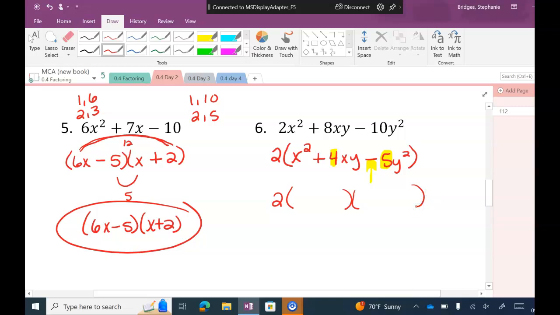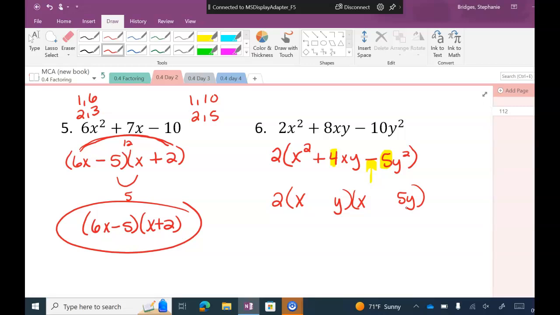Set up your parentheses. We break up x squared, just x and x like we did before. But in this problem, the 5 has a what with it? A negative, but also a y squared. So when I do my factors 1 and 5, I'm going to have to include a y with that. So it is a 1y and a 5y. You just stick that second variable on the back of it. I'll show you where the xy comes from in just a second.